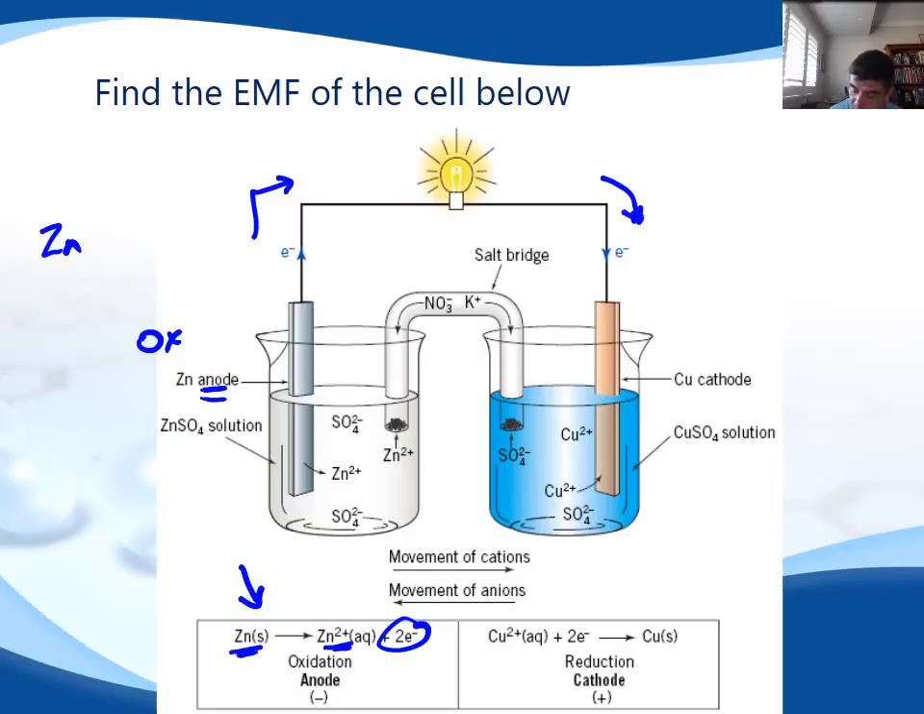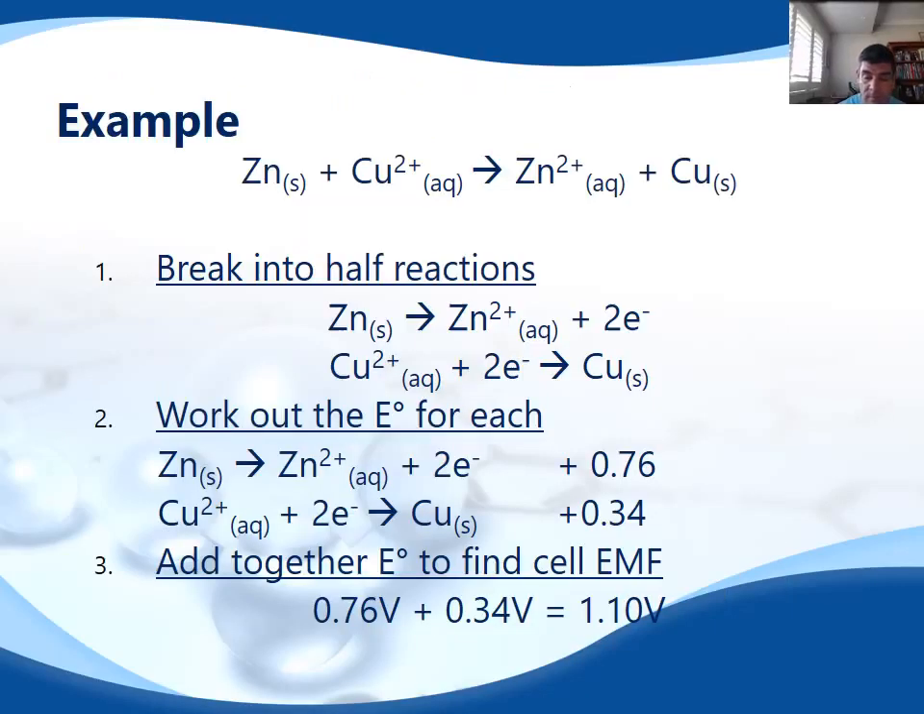And the second half equation will involve copper gaining those 2 electrons and becoming copper solid. Oxidation at the anode and reduction at the cathode. So we need to look at each of these two equations. Here's the overall equation. The zinc solid is becoming zinc ions and the copper ions are becoming copper solid. So we put each of these two together into two half reactions, and then we use the values that are in the table in order for us to calculate the value.